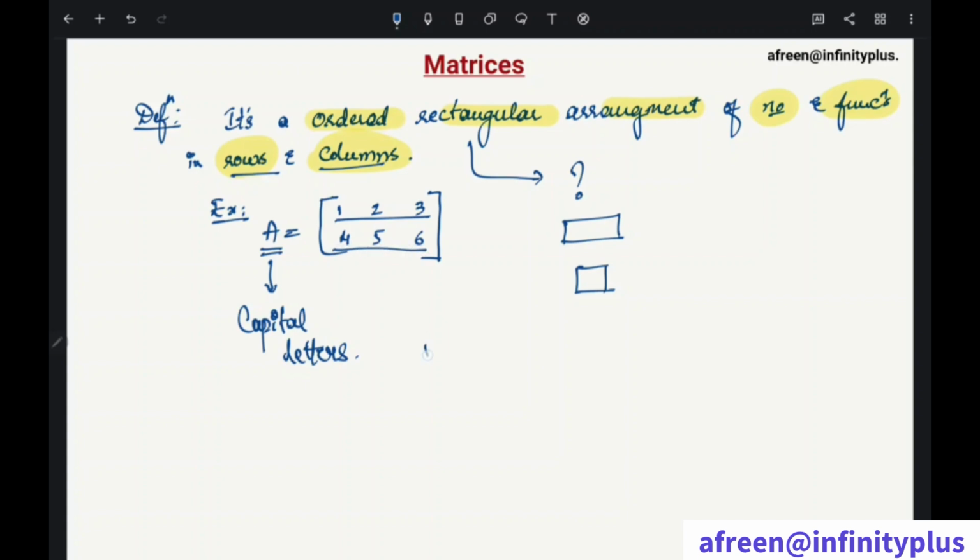If you take up another example, take it as 1, x, x square, 2x. This is a matrix which consists of both numbers as well as functions. Any matrix can include both numbers as well as functions. The numbers and functions inside these matrices are called the elements of a matrix.